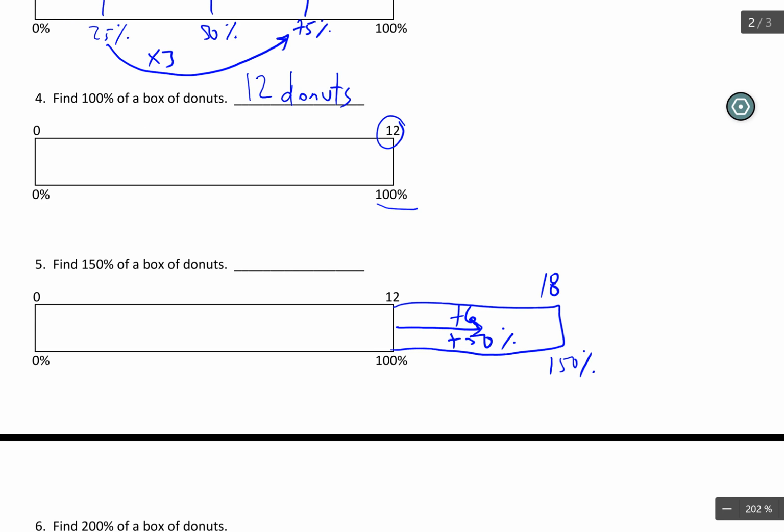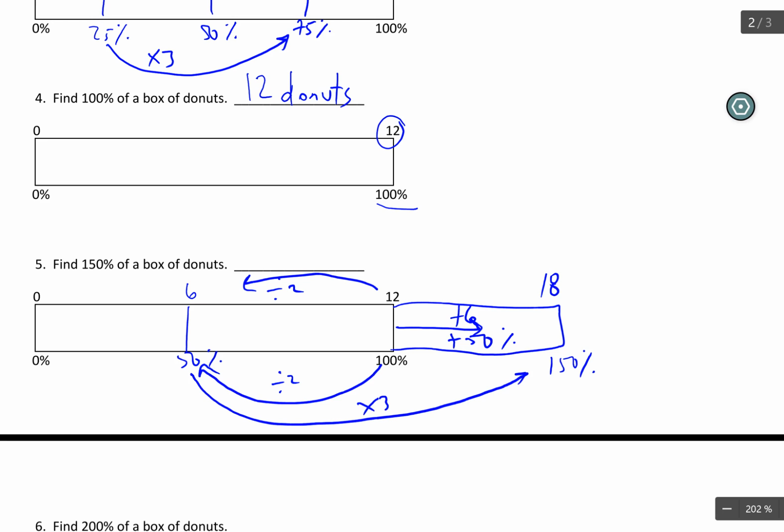Another way would be, first we can go down to 50%, and there we're dividing by 2. That gives me 50%, which is 6 donuts. And then from here we can go up to 150, which is multiplying by 3. So I've got to do the same thing on the top. 6 times 3 is 18. So that works as well. So we've got 2 ways of doing it. You can either find the pieces and add the pieces together, or you can just use your multiplicative relationships to find it there. So 18 donuts.